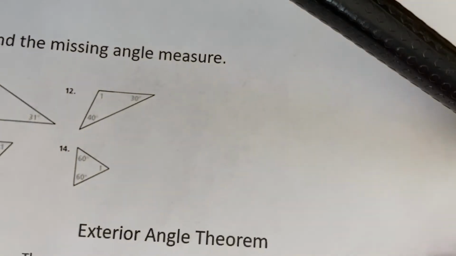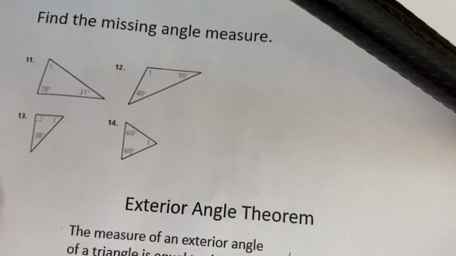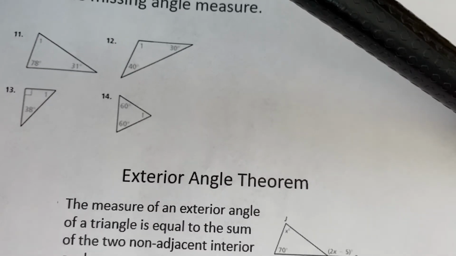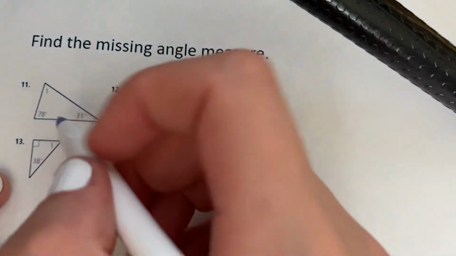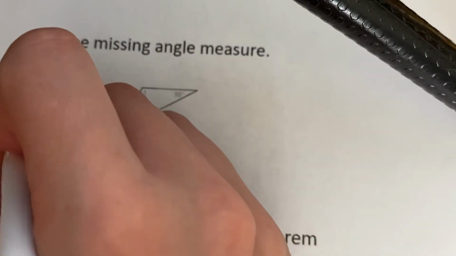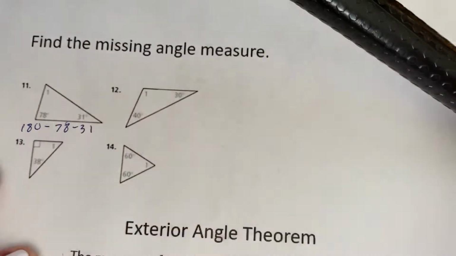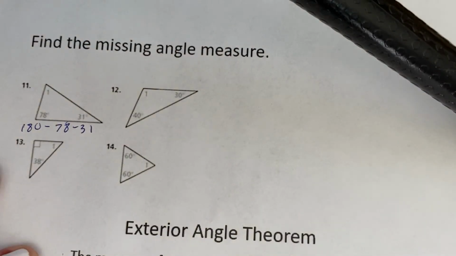All right, so what I would have you do is pause the video and try finding all the missing angles here. All right, so what I do for this first one, and actually for all of them, is 180 minus 78 minus 31. And so 180 minus 78 minus 31 gives me 71.